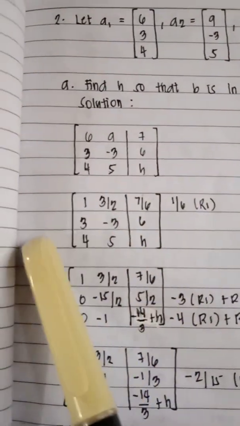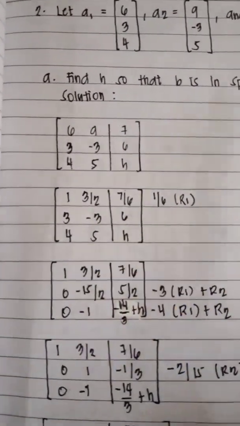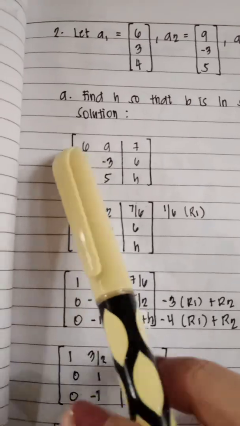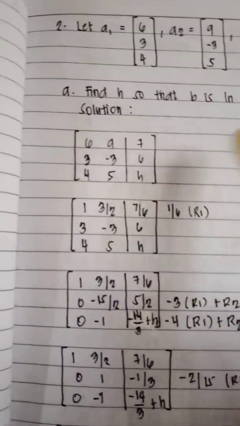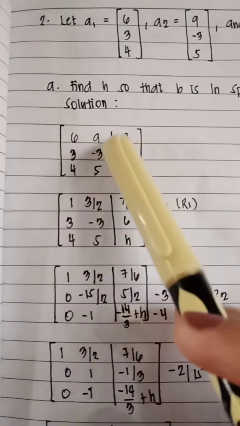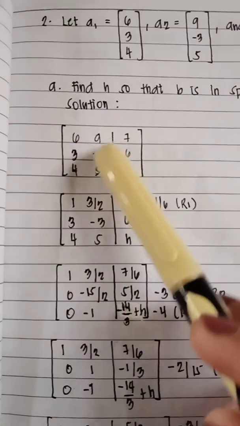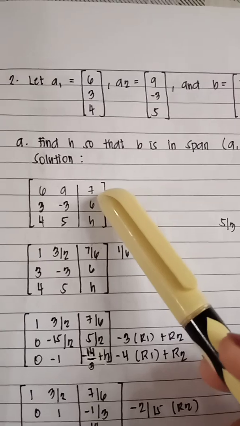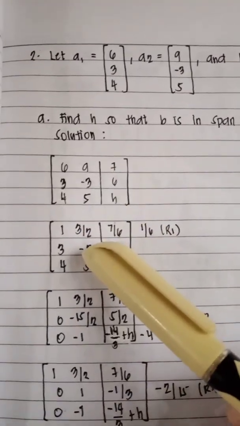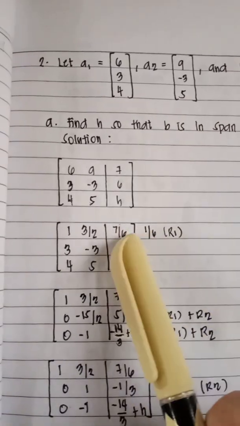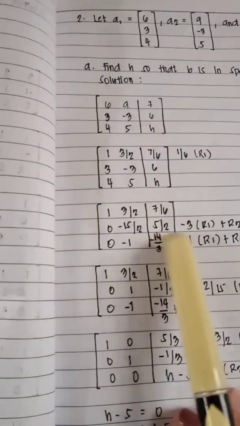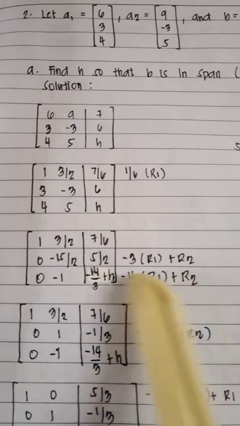So, copy row 2 and row 3 first. In order to make this 6 into 1, we will use the formula 1 over 6 times R1. So, 1 over 6 times 6 is equal to 1. 1 over 6 times 9 is equal to 3 over 2. 1 over 6 times 7 is equal to 7 over 6. So now let's proceed to row 2 and row 3.